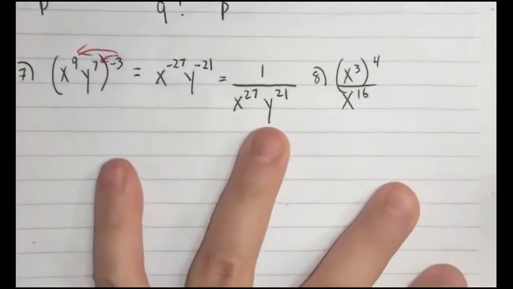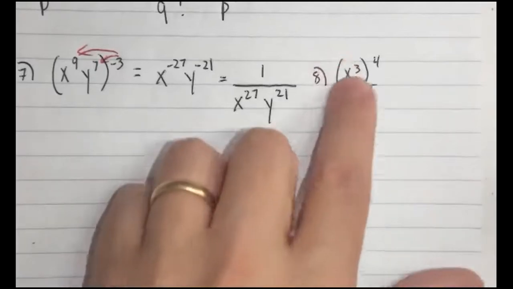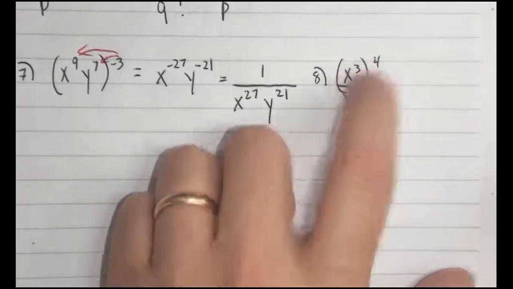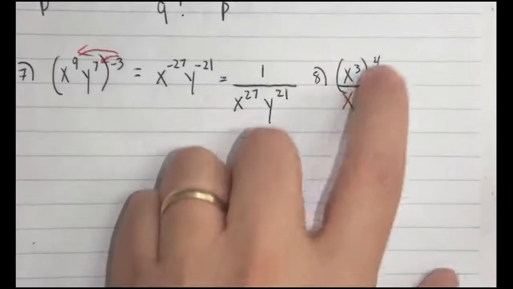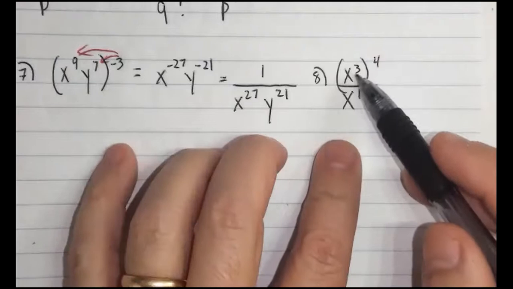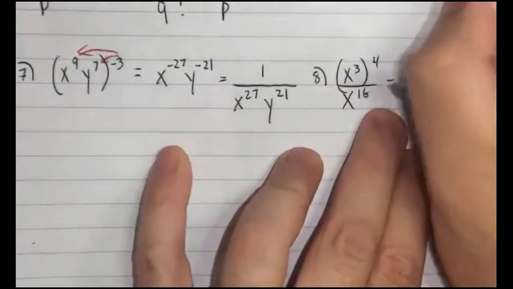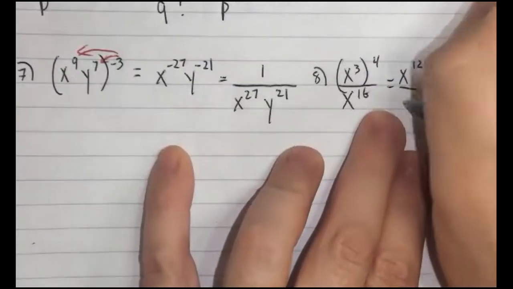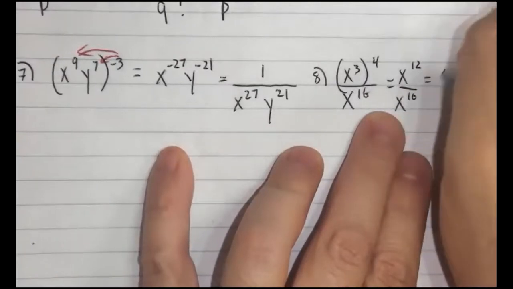All right, so if you look at this problem, a lot of x's, but I can't subtract anything or simplify anything till I do this first. And again, this is power to the power, so I would multiply 3 times 4 and give me x to the 12th over x to the 16th.